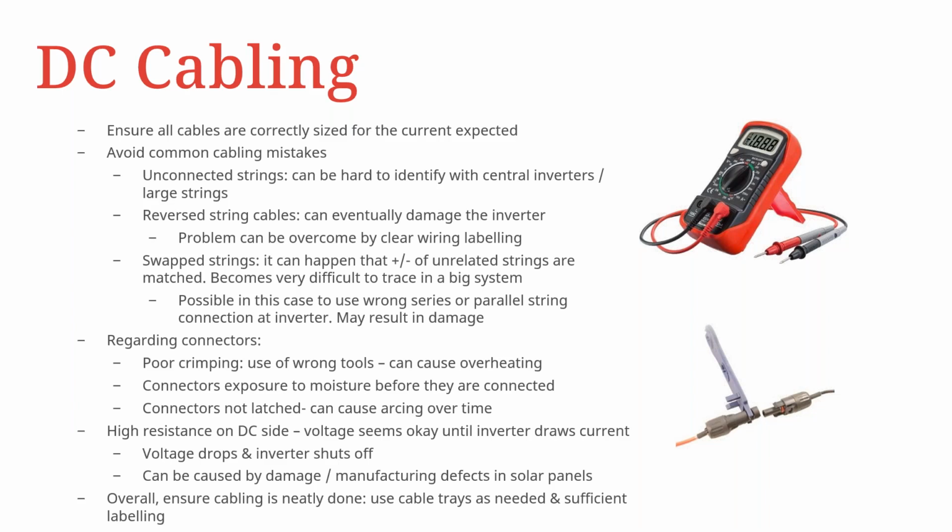Another important note is connectors not latched can cause arcing over time. So the MC4 has a specific click that it slides into. So if it is not clicked, for example, this will then cause that arcing effect to occur. High resistance on the DC side means the voltage may seem okay, but until the inverter draws current, this will then cause a voltage drop and the inverter will shut down. So it can be caused by damage or manufacturing defects in the solar panels.